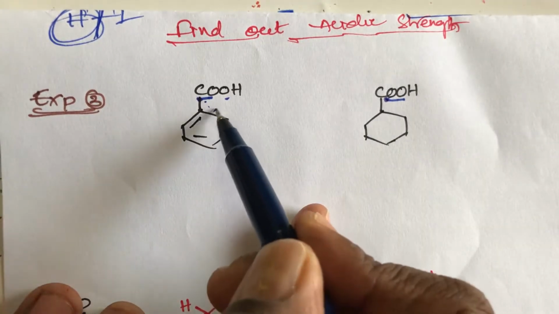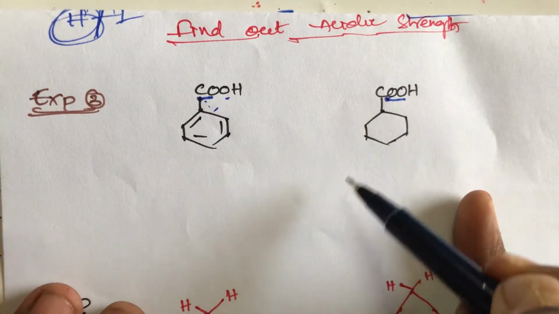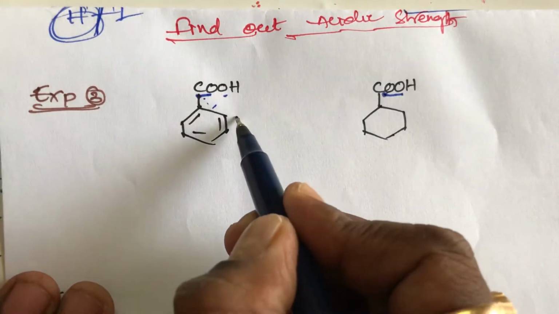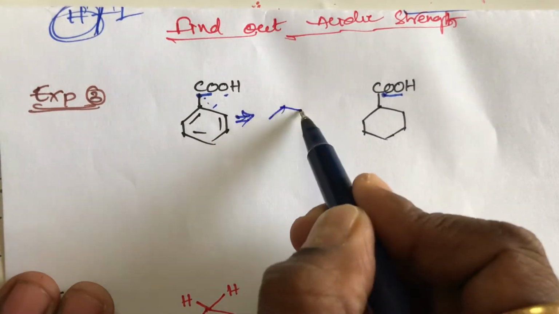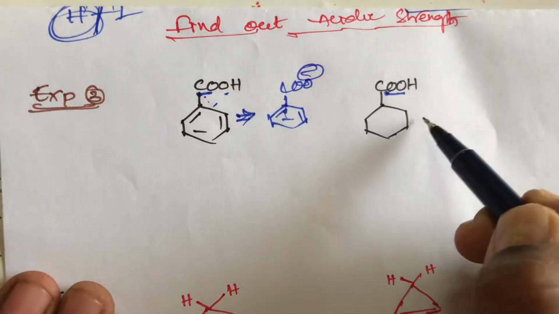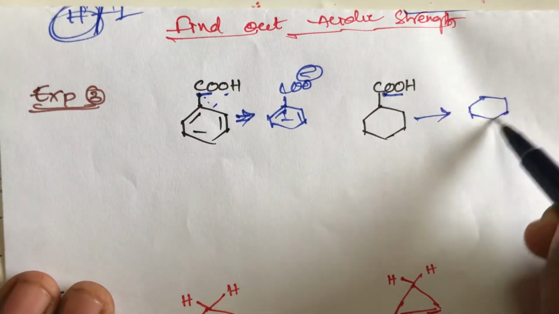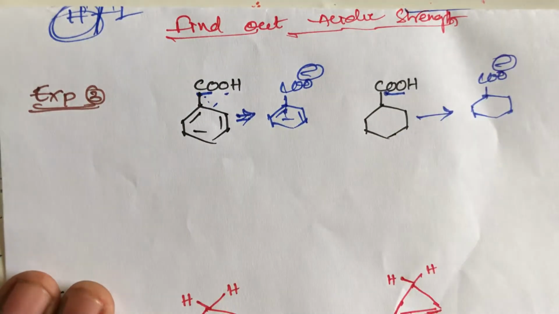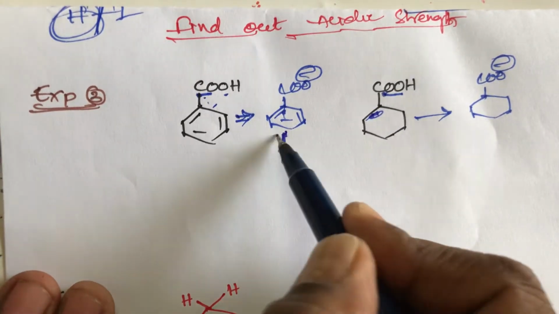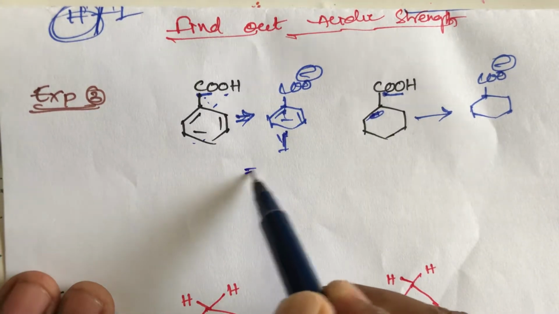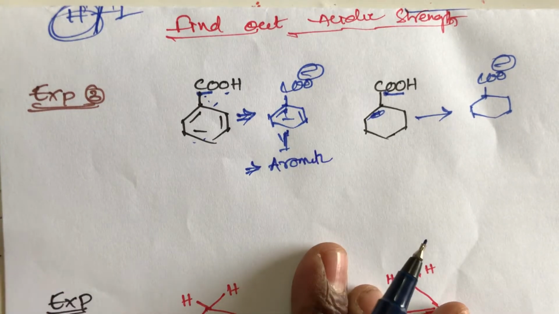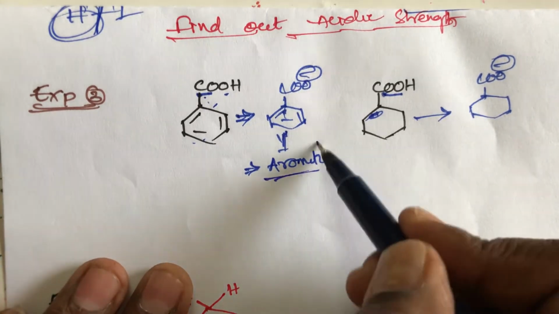The COOH group is attached to an aromatic compound in one, and to cyclohexane in the other. Out of these two, which one is more acidic? Both release a proton, giving COO minus. In the first one, this is the aromatic compound. Aromatic compounds are always more acidic.